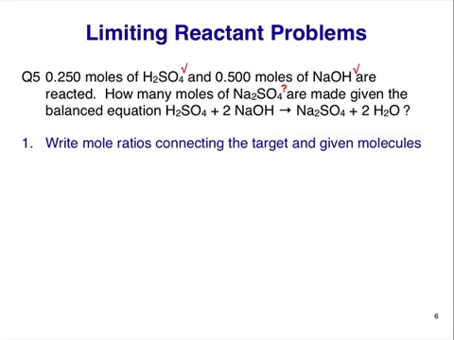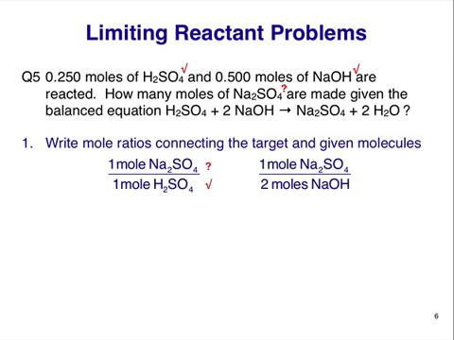First, we'll write two mole ratios, one for sulfuric acid and one for NaOH. Each mole ratio will contain the given substance and the unknown substance. H2SO4 is a given reactant, and Na2SO4, sodium sulfate, is the unknown. The mole ratio comes from the balanced chemical equation. There's an invisible 1 coefficient in front of both H2SO4 and Na2SO4 in the chemical equation. This is the second mole ratio.